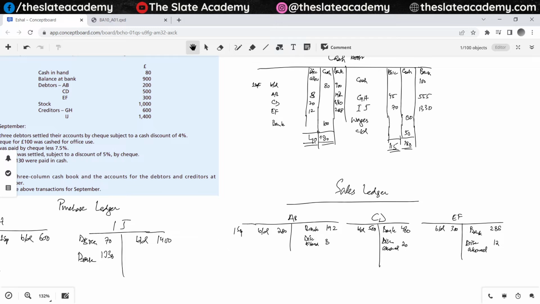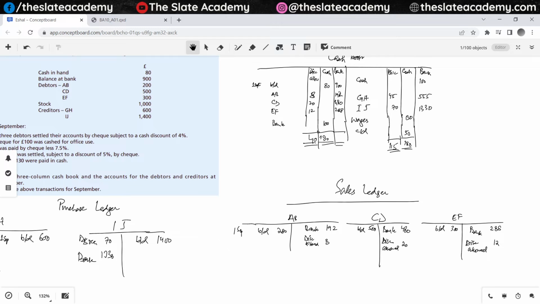Acha ji, what about the debit side of the bank? How much is that? 900, 192, 480, 288. 1860. Acha, and what about the credit side? Credit side still seems larger. Let's see. 1330 plus 555 plus 100, 1985. Okay, this gives us an interesting position.